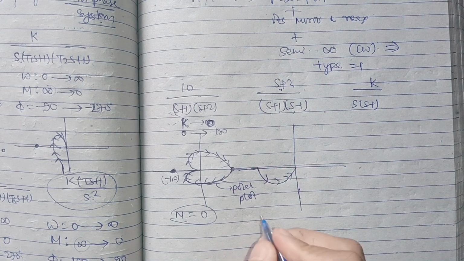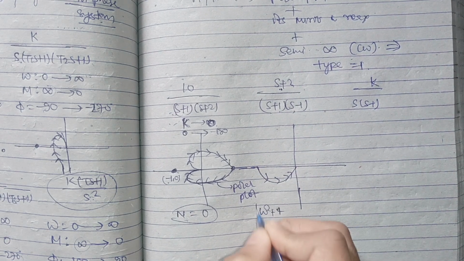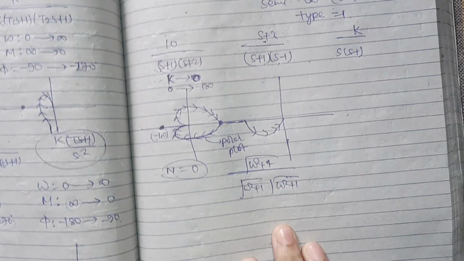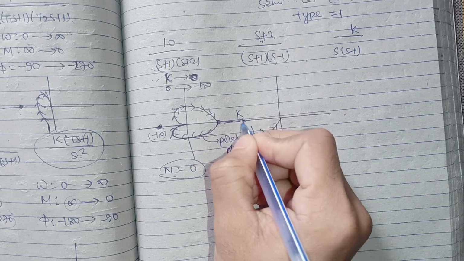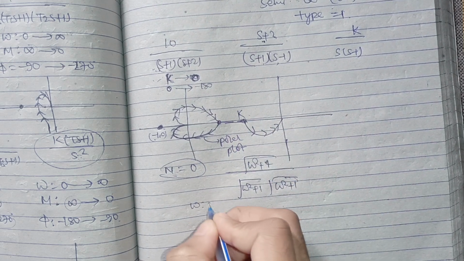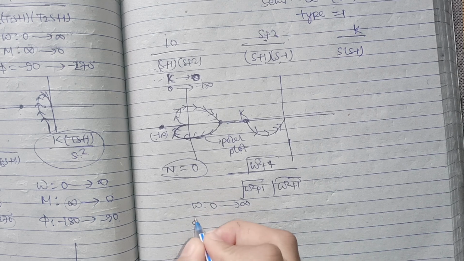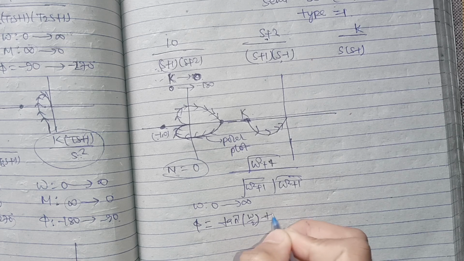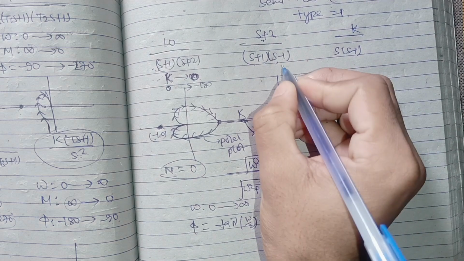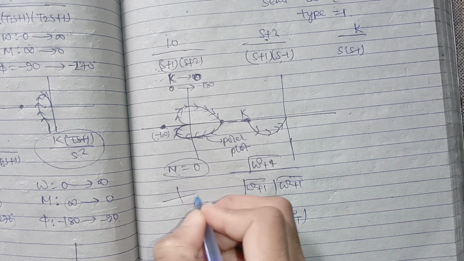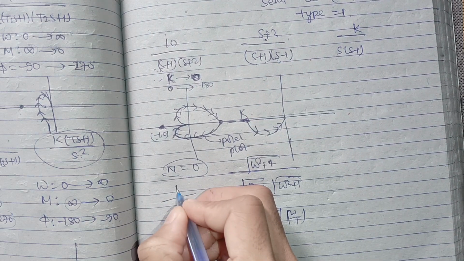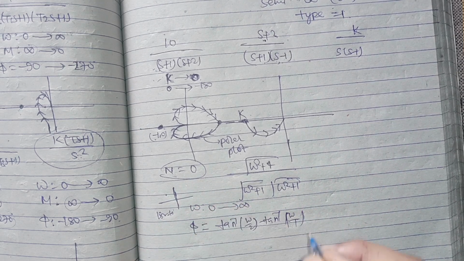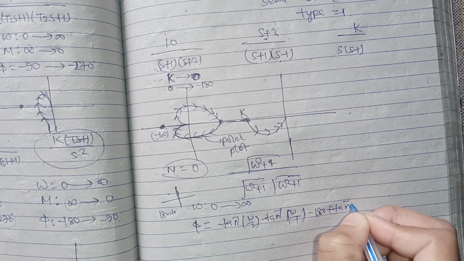We can find here that the magnitude is square root of omega square plus 4, and the magnitude is omega square plus 1. So the magnitude will come as some constant to 0 when omega varies from 0 to infinity. And the angle is tan inverse omega by 2 minus tan inverse omega by 1. For this it is negative, so minus 180 minus tan inverse of something, so it will be minus 180 plus tan inverse omega by 1.